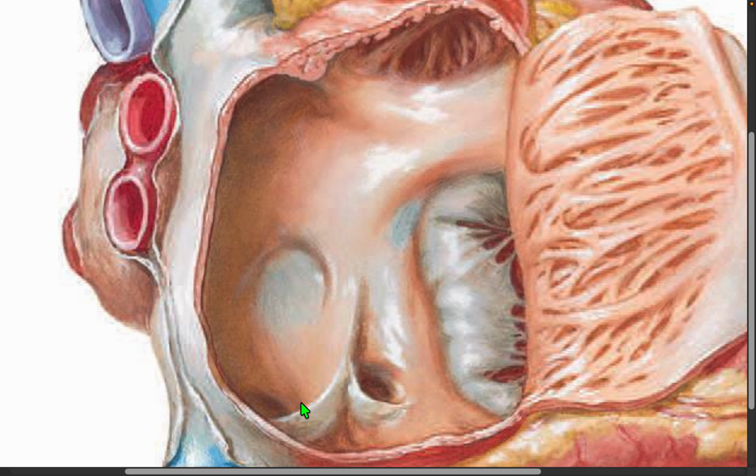This is the inferior vena cava. You can see the relation. It is present above and to the left. The floor of the fossa is thin and it is developed from the septum primum.